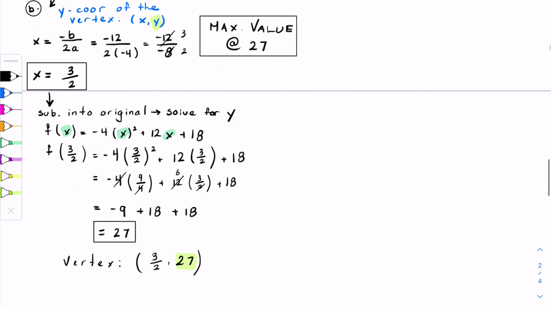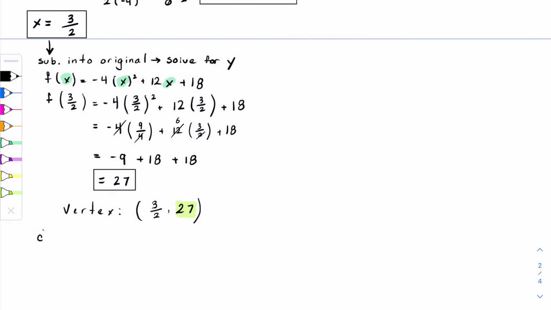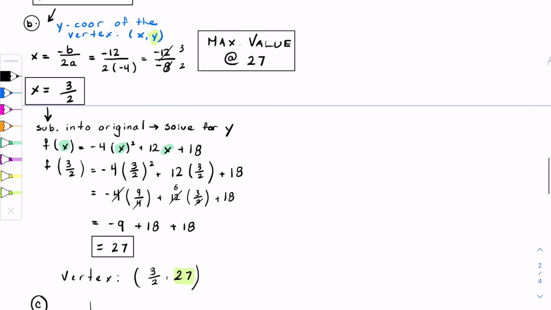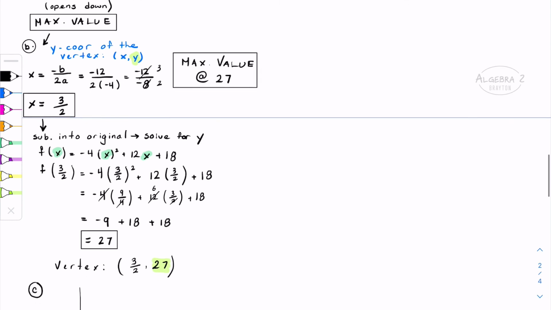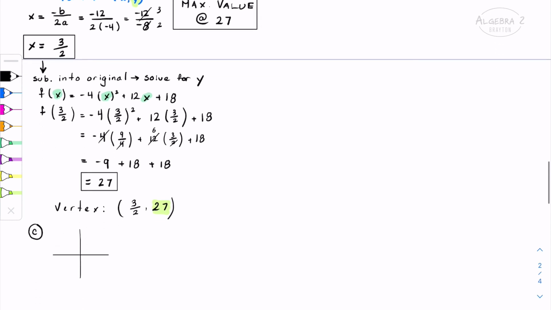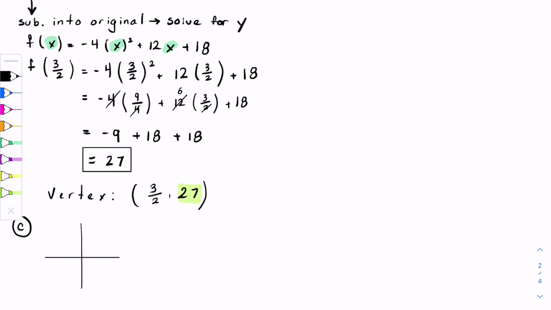All right, and lastly, I'm going to do part C. So part C asks us to find the domain and range. This is kind of just whether or not you can utilize all parts of the graph that we've been talking about, or if you can't, then you just need to sketch a quick curve, which is completely fine. So we know that this graph opens down. We already determined that in part A. We know that it has a maximum value. And in part B, we determined the vertex, which is at 3/2, 27. So the vertex is somewhere up here, and this graph is opening down.